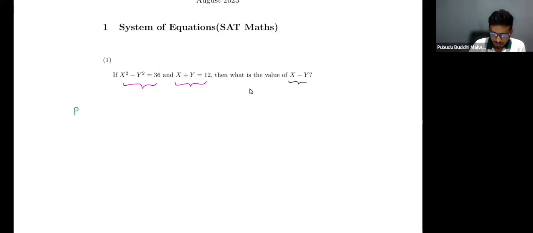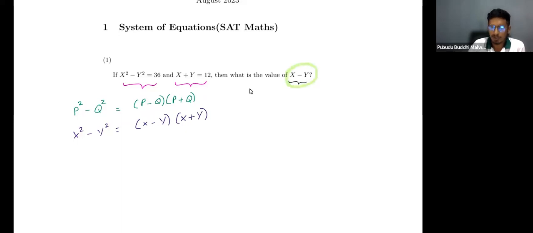We know the difference of two squares: p squared minus q squared equals p minus q times p plus q. So I'm going to use this for x squared minus y squared. Because there is a reason. Since we want to compute the value of x minus y, we need a relationship between these three: x squared minus y squared, x minus y, and x plus y. Here's the relationship.